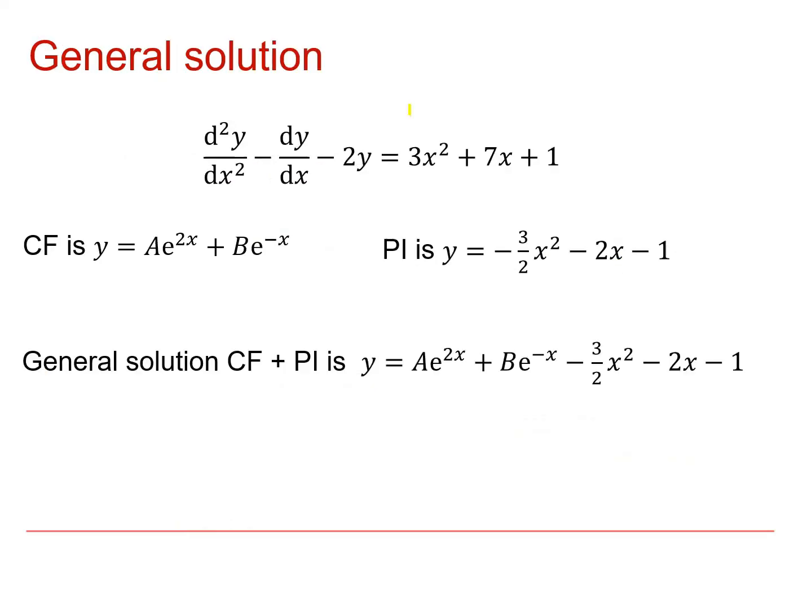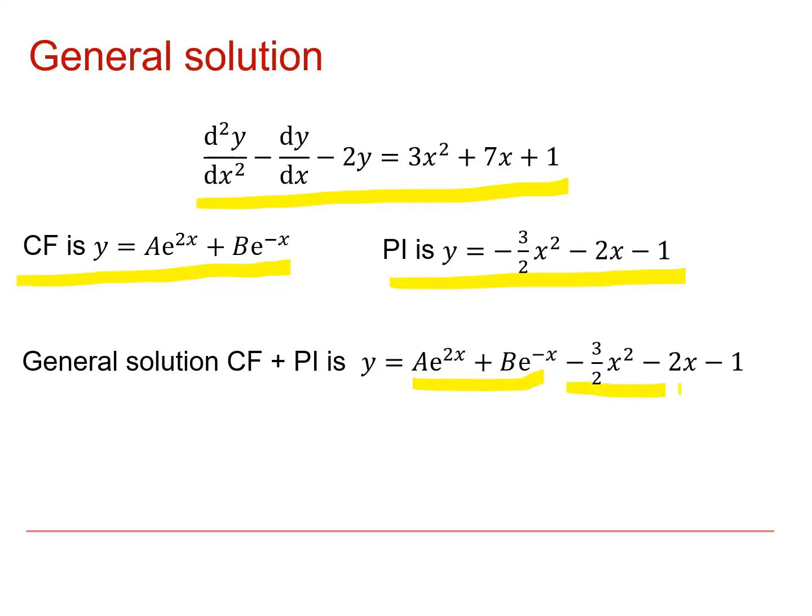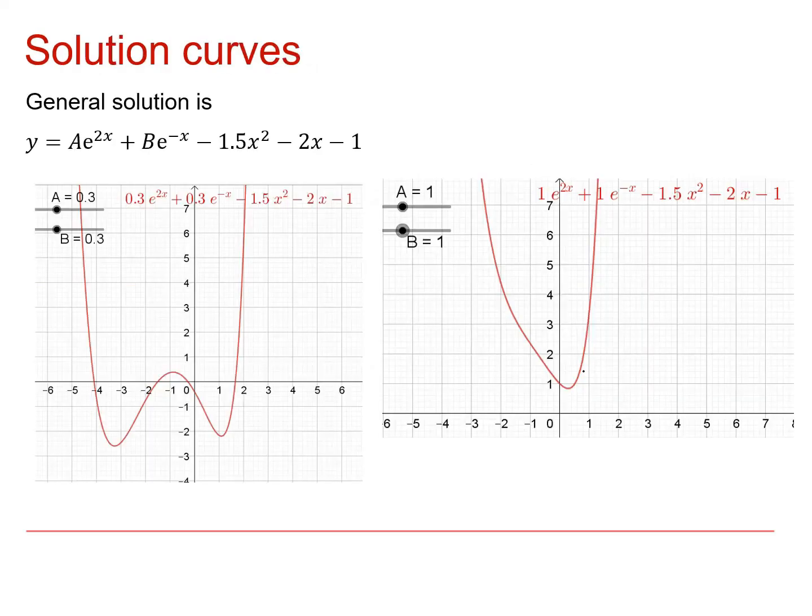Now we just have to put everything together. Here's my original differential equation. We were actually given the complementary function, but we have worked this out before. We've now found the particular integral here, and so the general solution is the complementary function plus the particular integral. There's a plot of a couple of versions of that. This is the general solution, and here's a plot with a equals 0.3 and b equals 0.3. You can see we get this shape of curve.